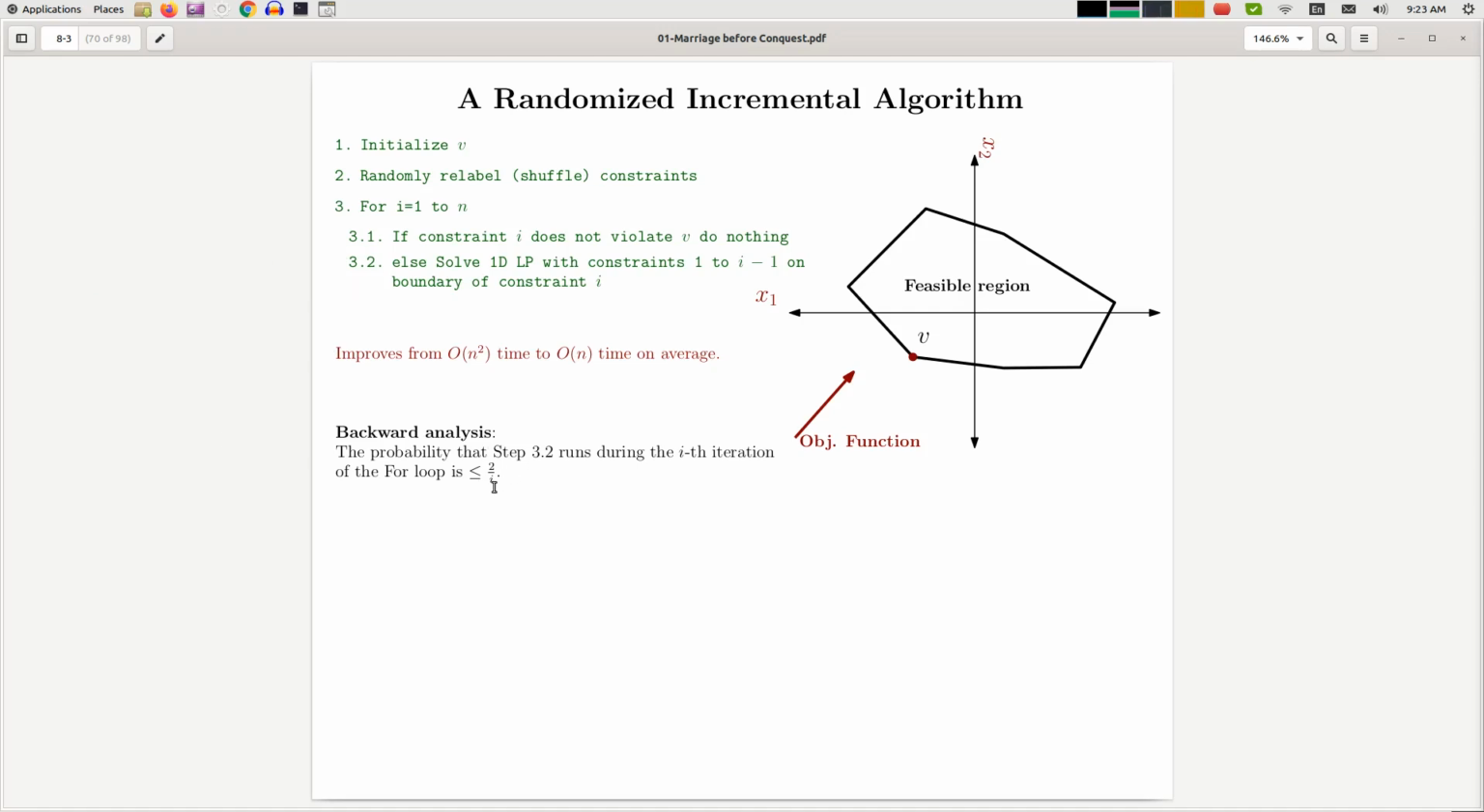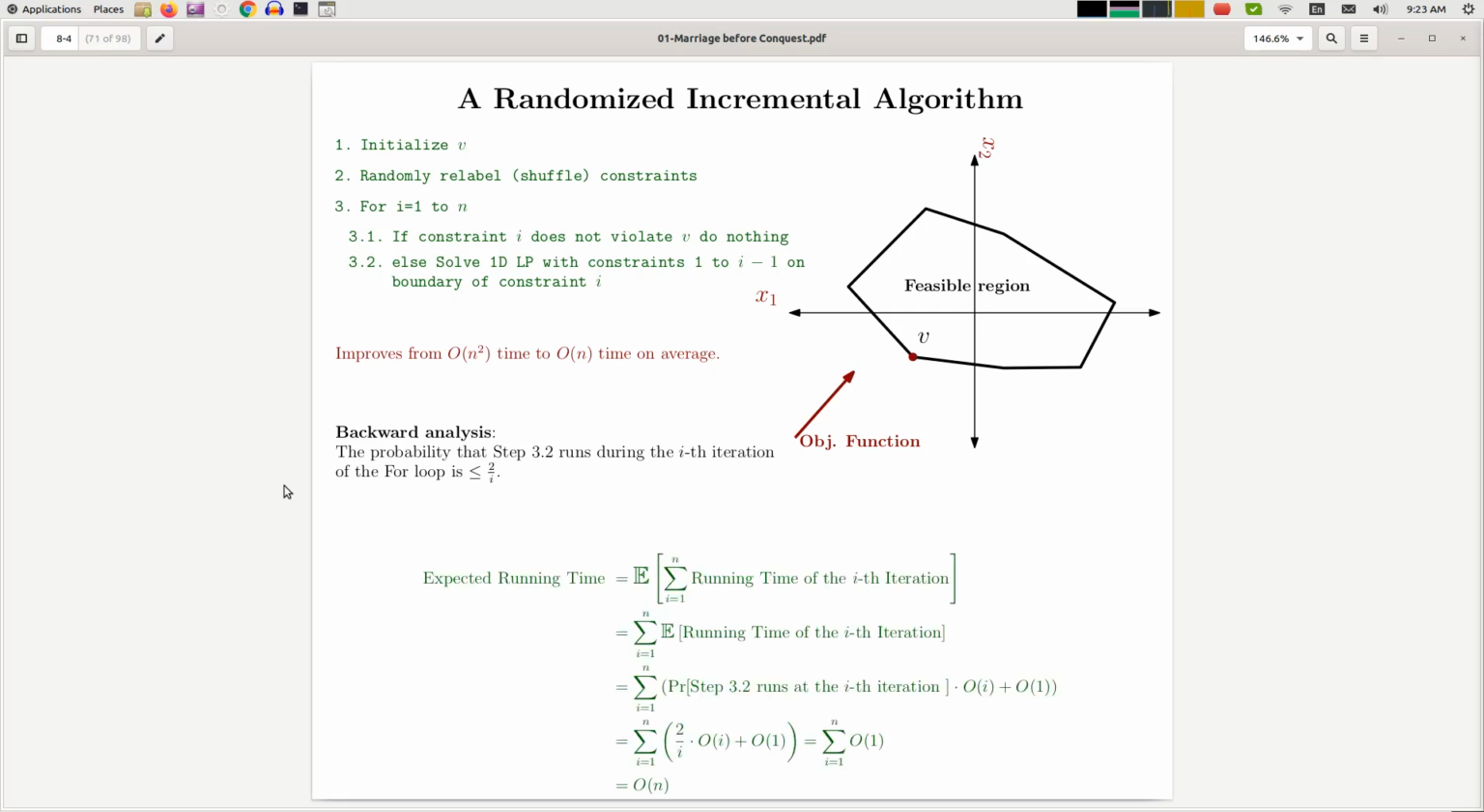And then I want to claim that assuming this claim, the linear time analysis relatively easily follows. And this is using a very nice technique that uses linearity of expectation. So let's go through the argument. Remember that I want to bound the expected running time of this algorithm. Most of the steps are easy. Initialization is, let's say, constant, O(1). Randomly shuffling is O(n).